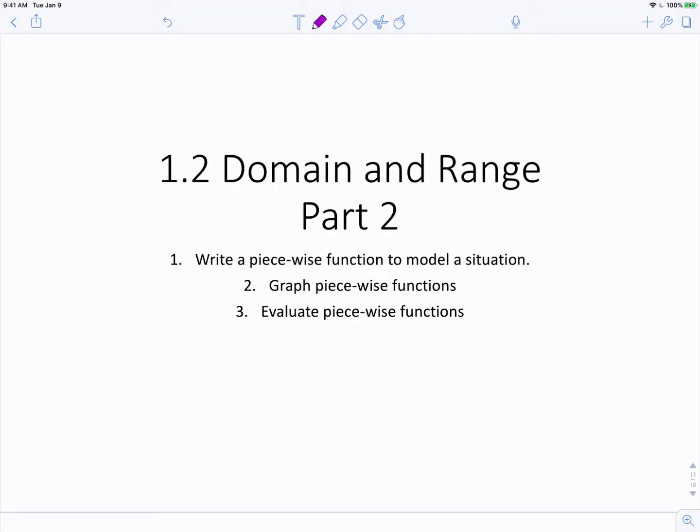Section 1.2, Domain and Range, Part 2. In this section, we write a piecewise function to model a situation, we graph piecewise functions, and we evaluate piecewise functions.